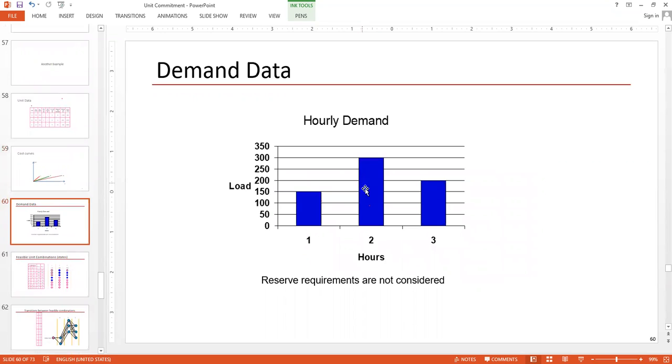What about the load demand? So we only have to solve for 3 hours. So that's why I said it's a small example. And the demands are like 150 at hour 1, 300. The load jumps up to 300 units. And then at hour number 3, it comes down to 200. Okay, so this is the load variation.